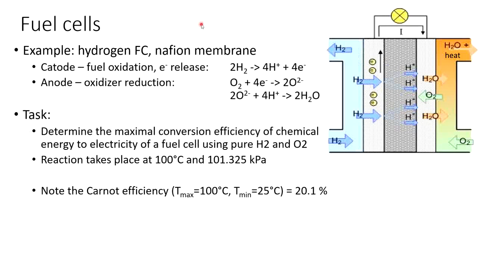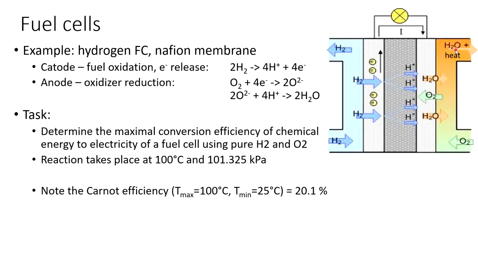So now we will have a look at the fuel cell example, which we will calculate. We will assume the hydrogen fuel cell with the Nafion membrane, where on the cathode takes place fuel oxidation, meaning electron release, which is the hydrogen, or actually here in the reaction 2 hydrogens dissociate to 4 protons and 4 electrons. Then the protons transfer through the membrane, electrons go through the circuit, and on the anode takes place oxygen reduction. So first the oxygen also needs to dissociate. From 2 oxygen molecules, when we add 4 electrons, we will get 2 molecules of oxygen 2-, and then these oxygen 2- combine with the protons transferred through the membrane, and we will get 2 molecules of the water that goes out.